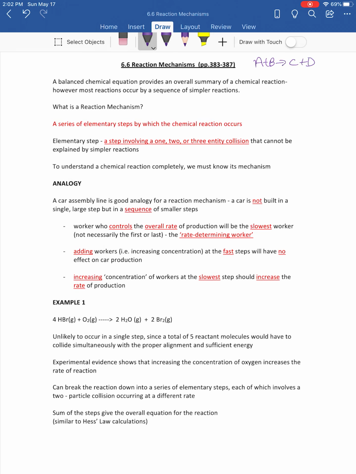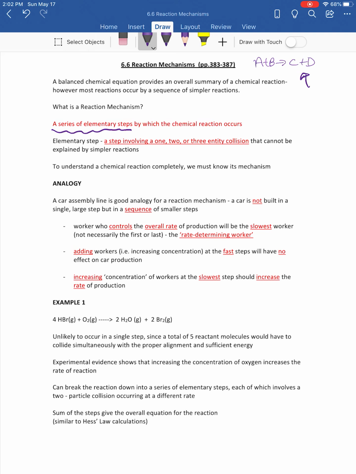Well, you know what? Very rarely do things happen in one step. In fact, it's very uncommon. So when we talk about a reaction mechanism, we're talking about the actual step-by-step way of doing things. And something like this would be your net reaction. Okay. So what is a reaction mechanism?